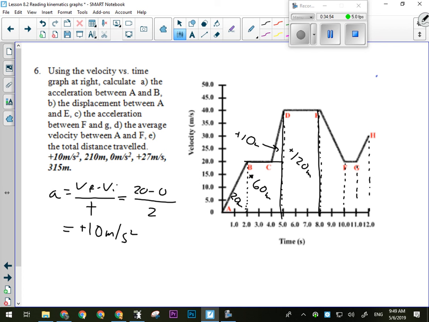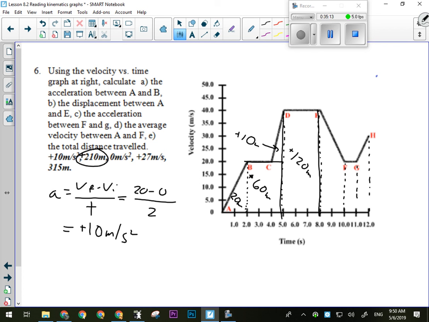Okay, so when we add those all together, we get 180 plus 30 is 210. 210 meters is our total displacement, and that should be positive. Should be a positive on there. All right, questions on B?